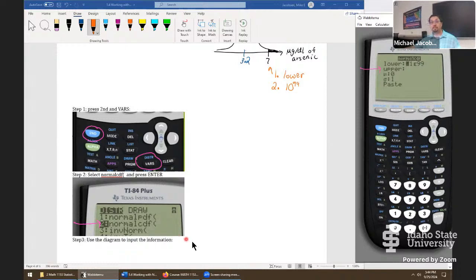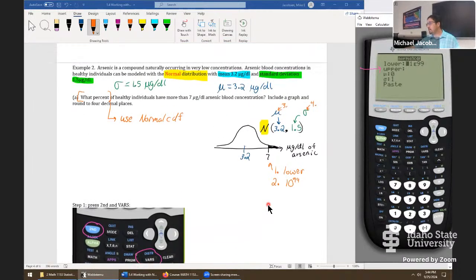But when it says use the diagram to input the information, it means we go back over here. When it said more than 7 micrograms per deciliter, that meant 7 was the lower bound. So for lower, throw in 7. There is no upper bound. They would have said from 7 to 10 micrograms per deciliter if there was. In that case, we would have put 10 here. But if they just say strictly more than, that means we're not stopping at all. And we put in 10 to the power 99. Looks like this in the calculator.